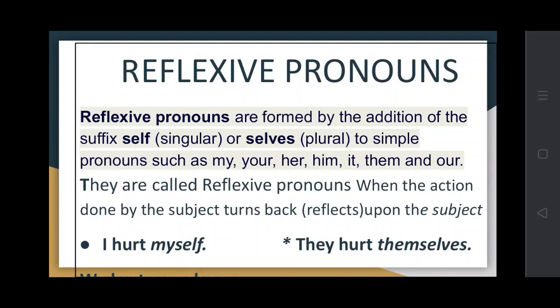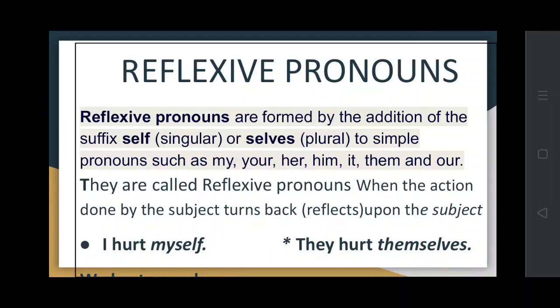Reflexive pronouns are formed by adding the suffix self or selves to simple pronouns. If it is singular, like my, it will be myself, yourself, herself, himself, itself. And if it is plural, like them, we use selves, like themselves, ourselves.